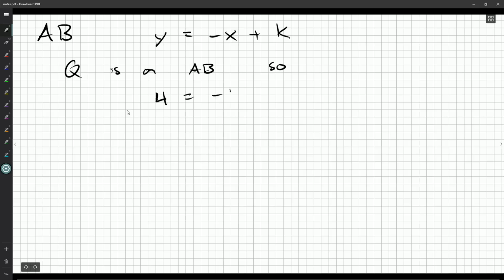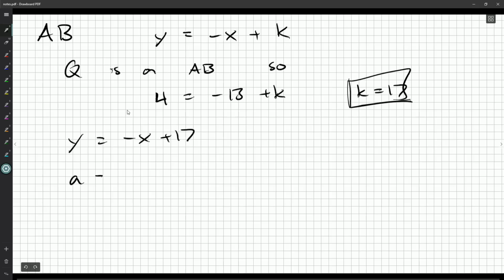Okay, so AB, I don't know what's up with me today. AB, it looks like y equals negative x plus, and I'd use b normally, but we've already got a b in the question, so we'll say k. But we know Q is on the line. So 4 is equal to negative 13 plus k. So k has to be equal to 17. Okay. So then AB looks like y equals negative x plus 17.